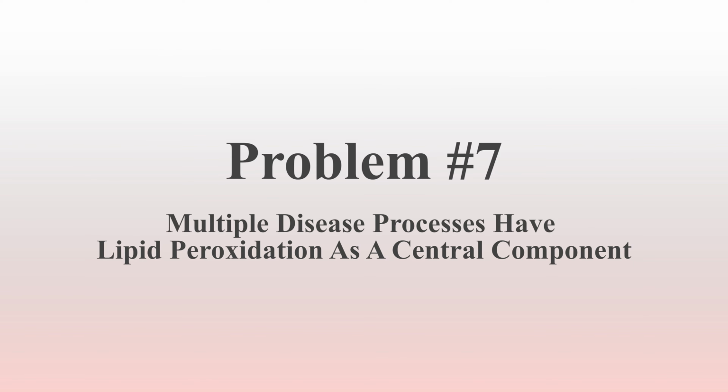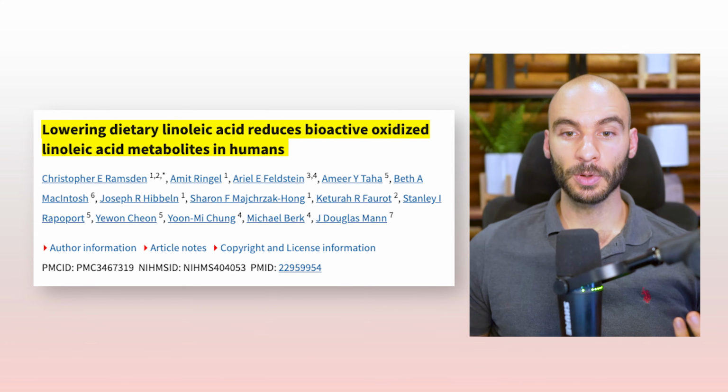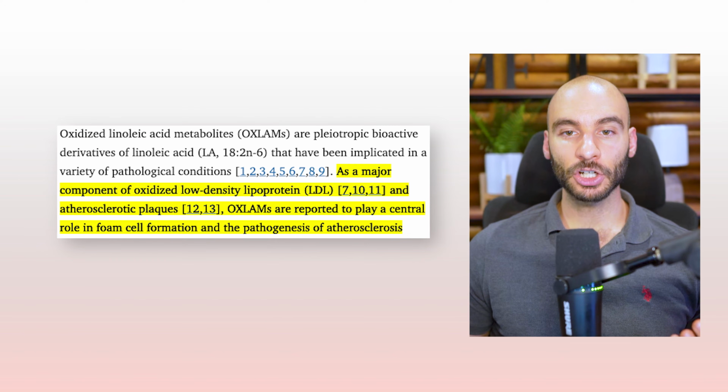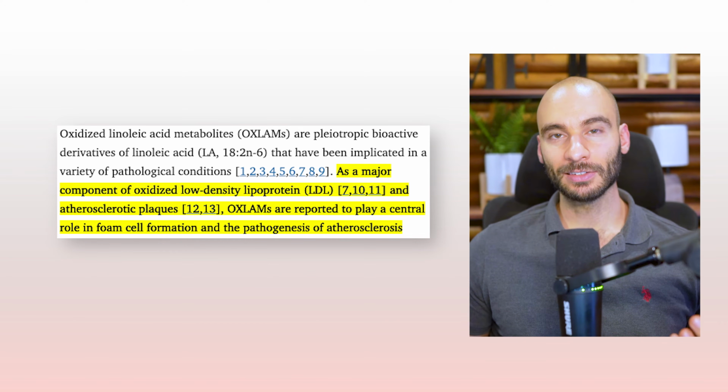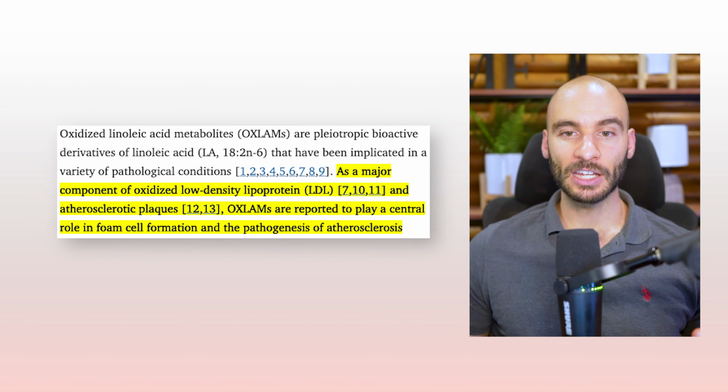So that leads me to the next thing. These polyunsaturated fatty acids are directly involved in a variety of pathologic conditions, including Alzheimer's and dementia, cardiovascular disease, fatty liver, etc. And so we have a quote here from a paper titled Lowering Dietary Linoleic Acid Reduces Bioactive Oxidized Linoleic Acid Metabolites in Humans. And they say, as a major component of oxidized low-density lipoprotein and atherosclerotic plaques, oxidized linoleic acid metabolites are reported to play a central role in foam cell formation and the pathogenesis of atherosclerosis. These metabolites are involved directly in atherosclerosis.